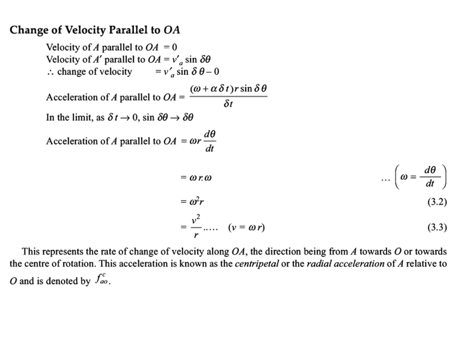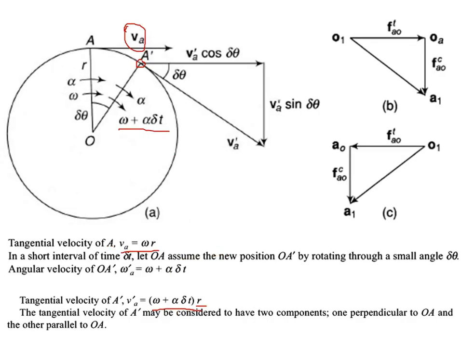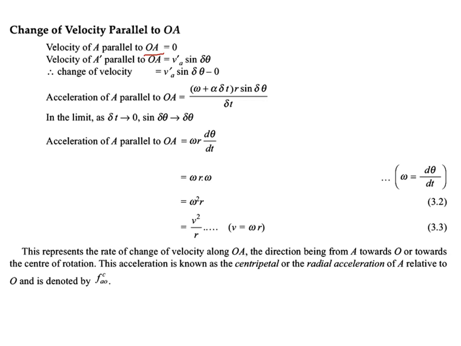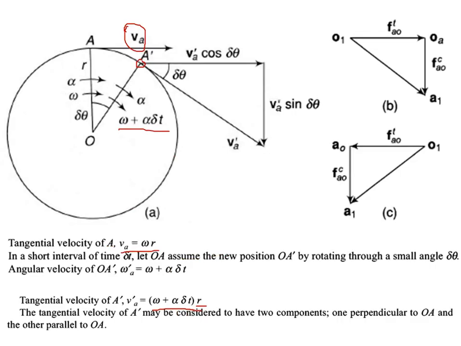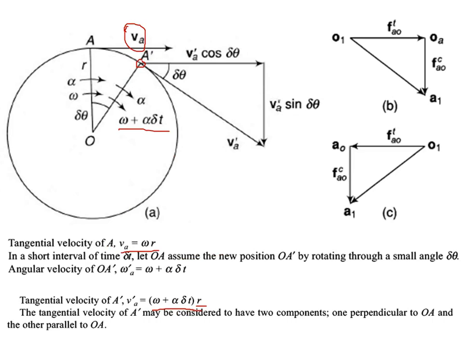Next we'll see the parallel one: the change of velocity parallel to OA. The velocity of A parallel to OA, what was it here? There is no component parallel to OA, so it is 0. Then the velocity of A dash parallel to OA has some change because it has moved here. For this, the change is VA dash sin del theta, this component.